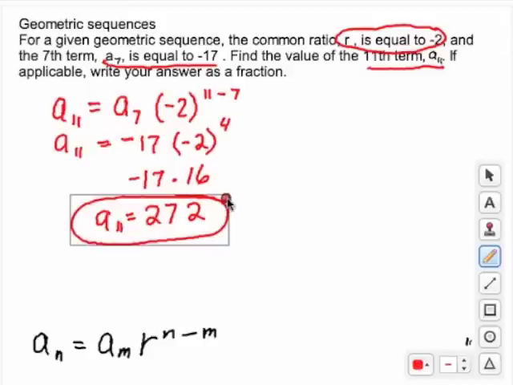Now sometimes this gets a little more complicated. You have to calculate r first. So let me do one of those examples for you real quick.